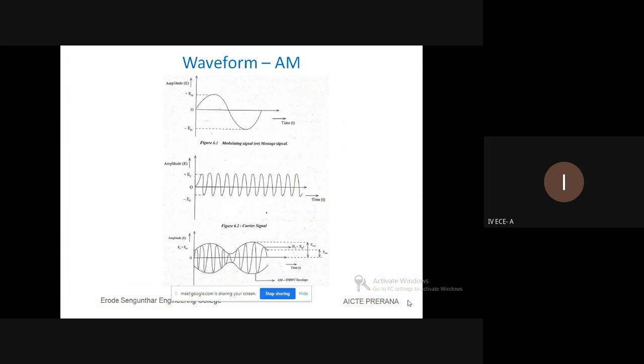Now we see the amplitude modulated waveform. Here you can see three waveforms. The first waveform represents the modulating signal or message signal. The second waveform represents the carrier signal. And the third represents the amplitude modulated signal.